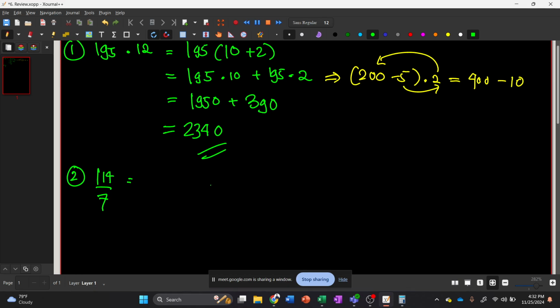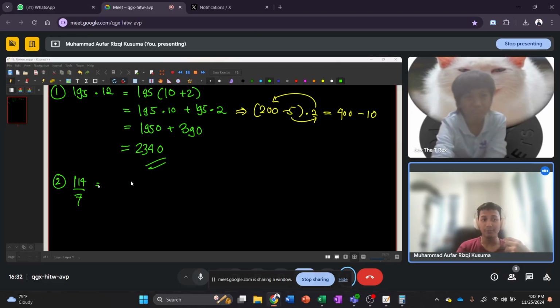Okay, so you start from maybe 7 times 10 is 70, so it's still not exceeding 114. Therefore, you can continue the process. 77, 84, and then 91, 98, and then 98 plus 7 makes 105, and 112 in the end. More than that, it will exceed the number.